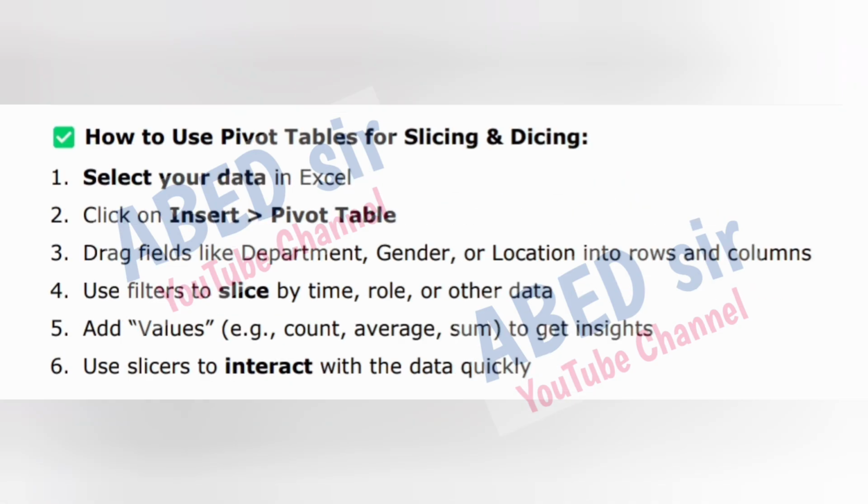How to use pivot tables for slicing and dicing. 1. Select your data in Excel. 2. Click on Insert Pivot Table. 3. Drag fields like department, gender, or location into rows and columns. 4. Use filters to slice by time, role, or other data. 5. Add values, example, count, average, sum to get insights. 6. Use slicers to interact with the data quickly.